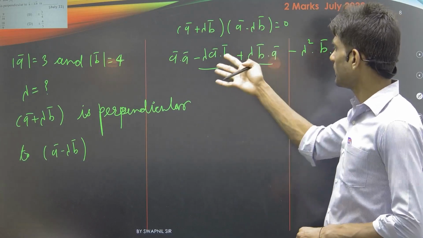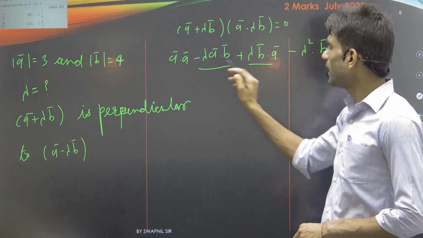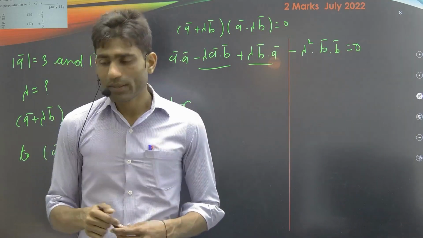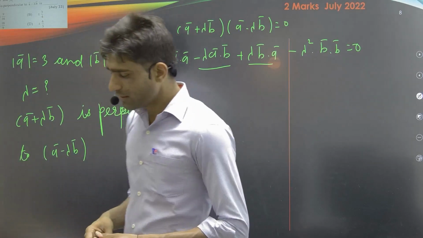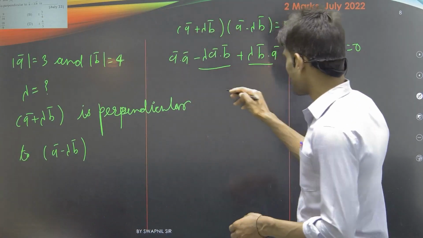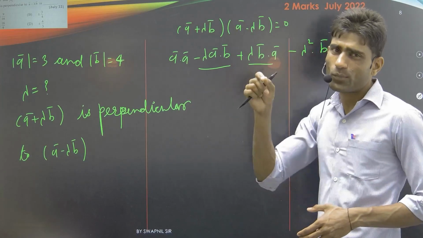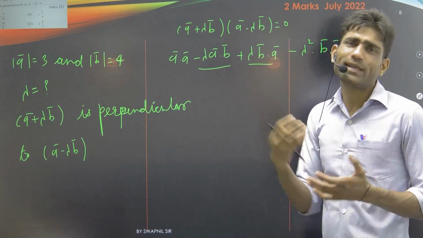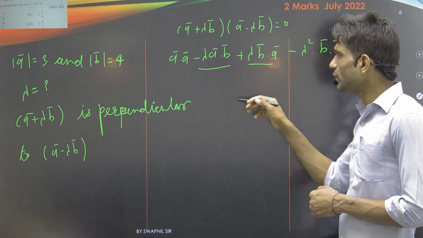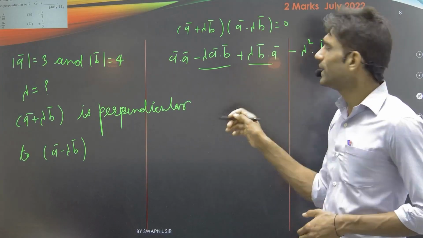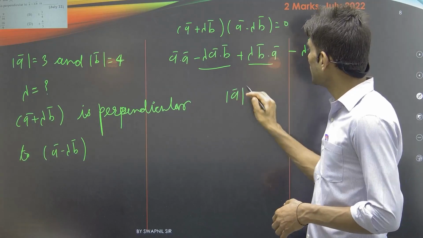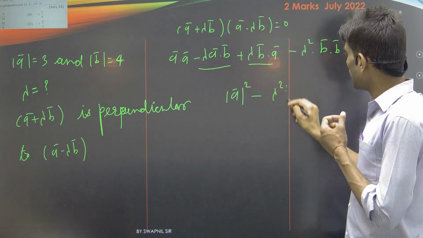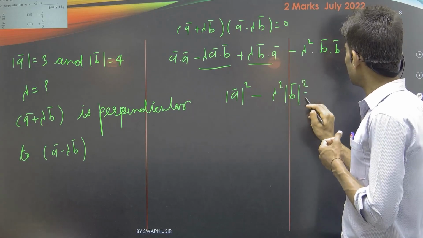Take them away from here, so that gets cancelled. So a bar dot a bar plus lambda times b bar dot b bar, we can write it as the modulus of a bar. a bar dot a bar means a bar square, and a bar square is always a positive term, so I included it in the form of modulus of a bar square minus lambda square into modulus of b bar square, which is equal to 0.